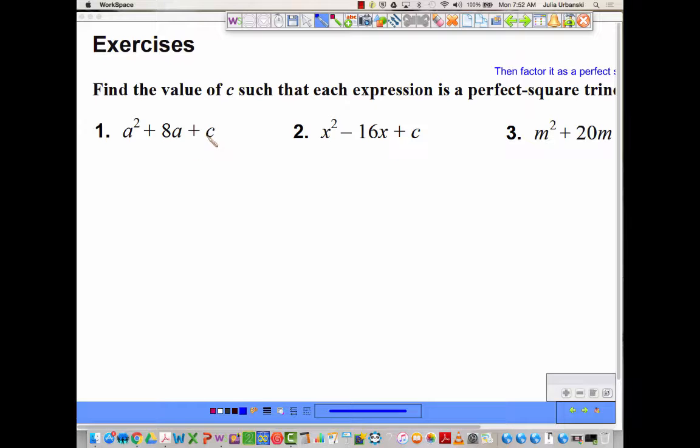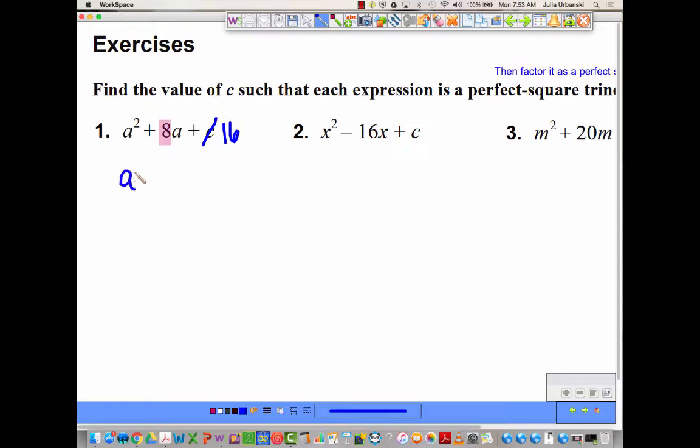All right, so this way, we have to replace the C first. So you take the middle number and you cut it in half. What do you get? 4. Now square that. 16. So what you really have is a squared plus 8a plus 16.